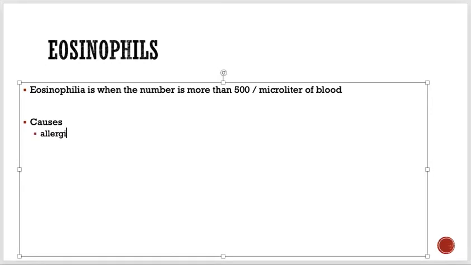The causes are simply allergic disorders. As I told you, they play an important part in allergy. By the way, I will write it like this: 0.5. They are the same things, guys. It doesn't make any difference. I'm just changing the values. Before I was talking about the microliter, but now I'm talking about the liter, right? So allergic disorders, it will be raised. Parasitic infections, it will be raised. Parasitic means parasites, like Ascaris lumbricoides, Taenia solium, like all the parasites you have done.